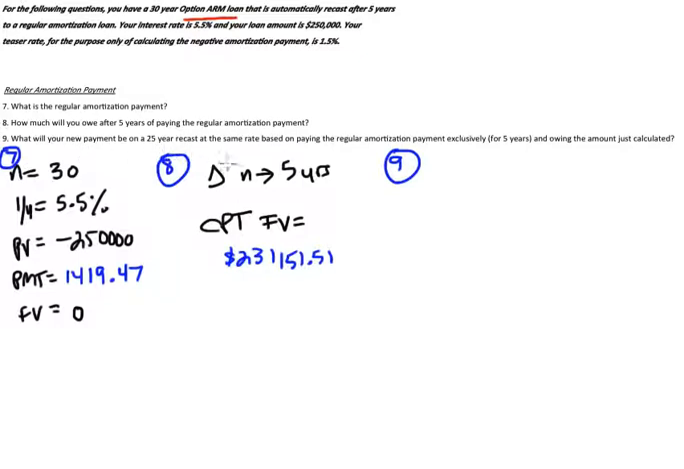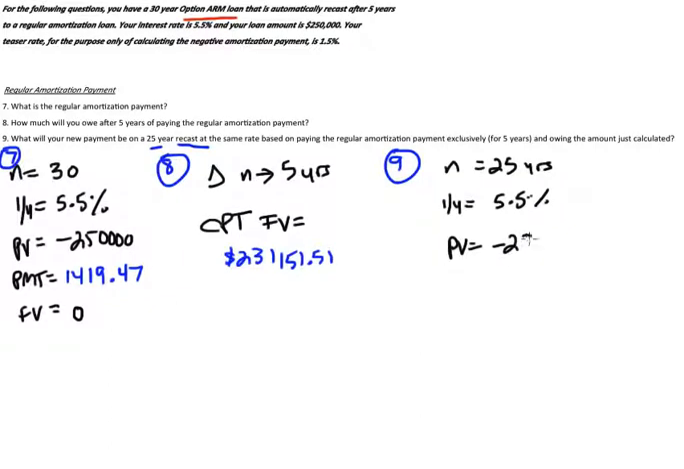Because we are going to recast it. So when we recast this loan to 25 years, we need to know how much we're going to owe. We're not going to owe $250,000 anymore because we've been paying for 5 years. So now N is 25 years. Your interest is still 5.5%, though this is technically an ARM. We're just not going there yet.